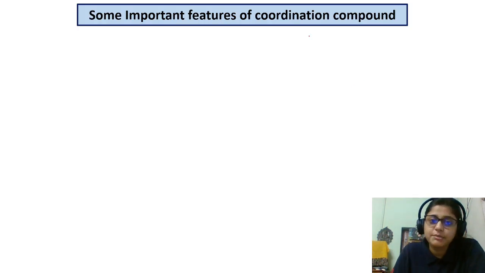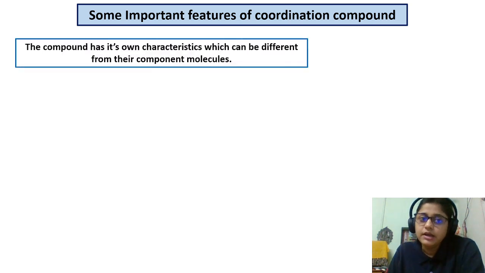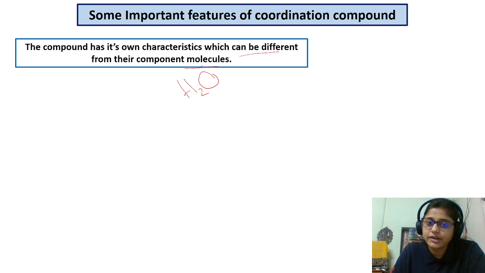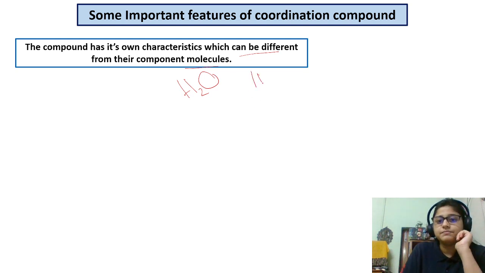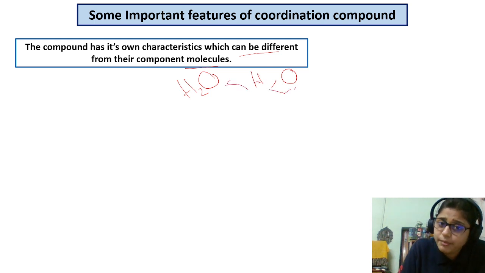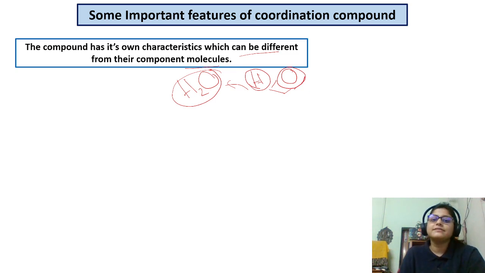Before that, some important features of coordination compounds. The compounds have their own characteristics, which can be different from their component molecules. Let's say H2O, right? We all know water. It consists of hydrogen and oxygen, but hydrogen and oxygen combine to form H2O, which has different characteristics than the hydrogen and oxygen atoms. In the same way, a coordination compound shows its own characteristics, which can be different from their component molecules or atoms.